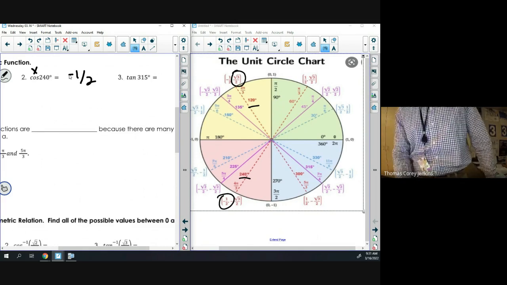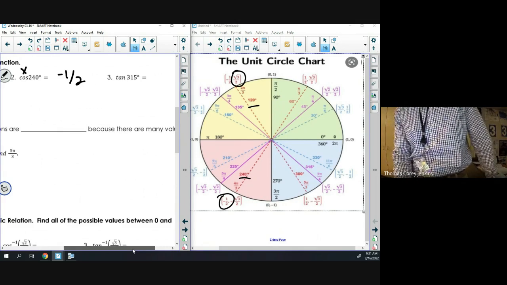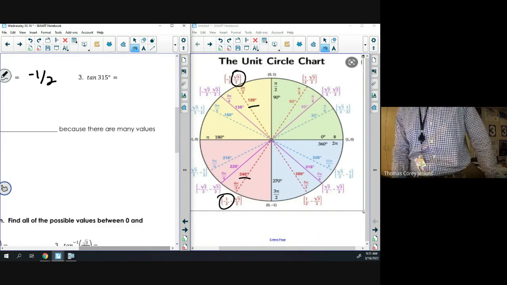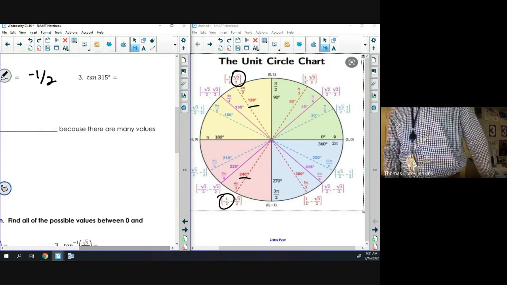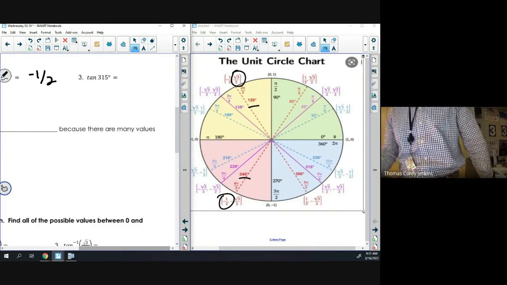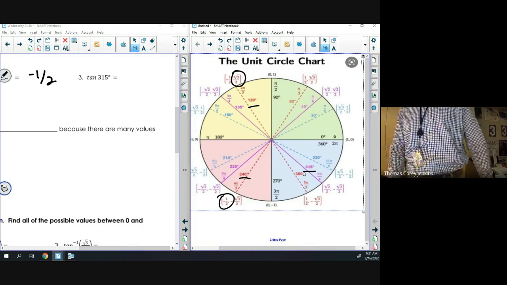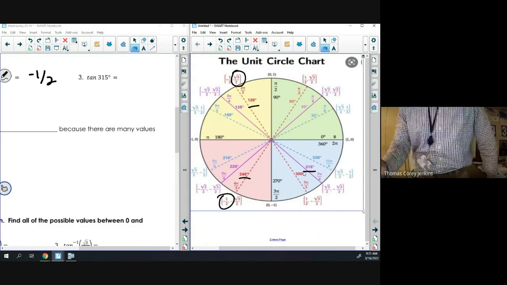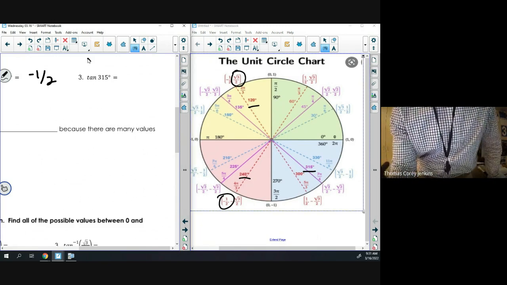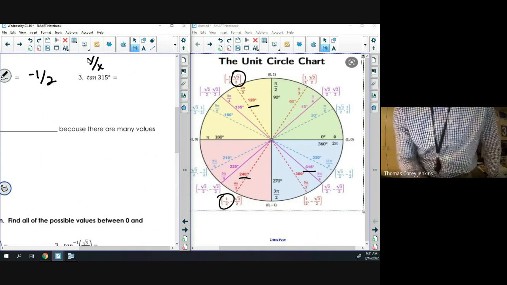The one where we do have to do a little bit of work is tangent. So number 3 there says tan of 315. So there's 315. Anybody remember how to find tangent? It's not y and it's not x, but it's a combination of the two. Yeah, y over x. So it'd be like the slope of the line on a graph, okay? So y over x.